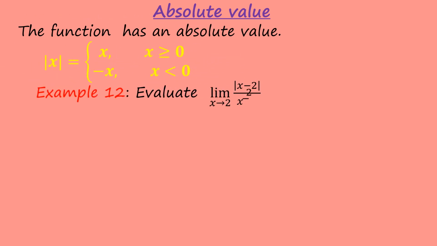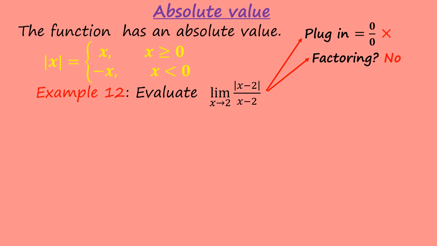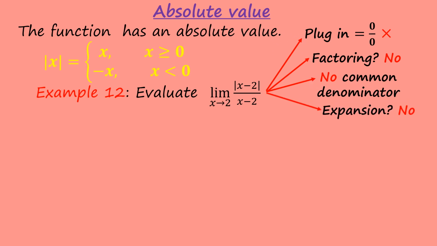We want to evaluate the limit as x tends to 2 of the absolute value of x minus 2 over x minus 2. We need to consider whether plugging in will work, but it will not, because we are going to get 0 over 0. Can we factorize? There's no factor there, so it cannot work out. Is there a common denominator? There's no common denominator here. Can we expand? We cannot expand. And the last one, can we rationalize? We cannot rationalize this.